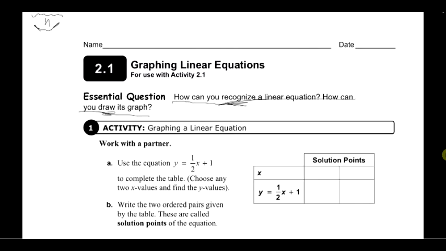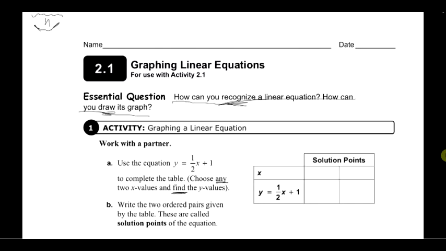Now it says here work with a partner. That'll be me. Together we're going to graph a linear equation. They give you a nifty little coordinate plane, or Cartesian plane as you may have heard it called, to use. But first, it says use the equation y = 1/2 x + 1 to complete the table. Choose any two x values and find the y values. So x gives us a choice, and when we're done with x, we'll see what y is.